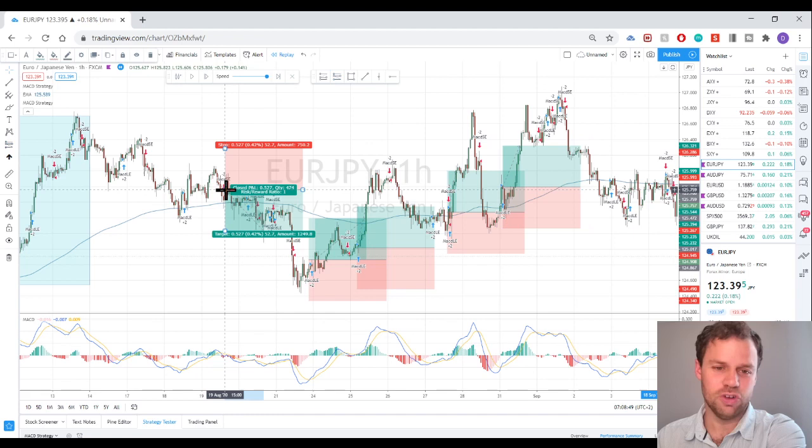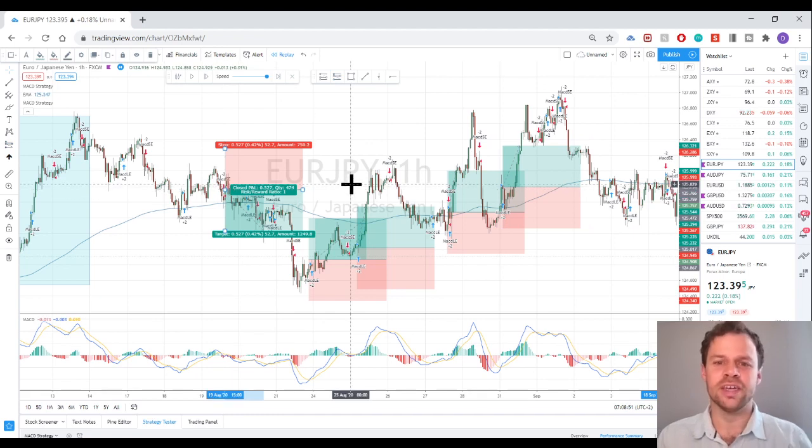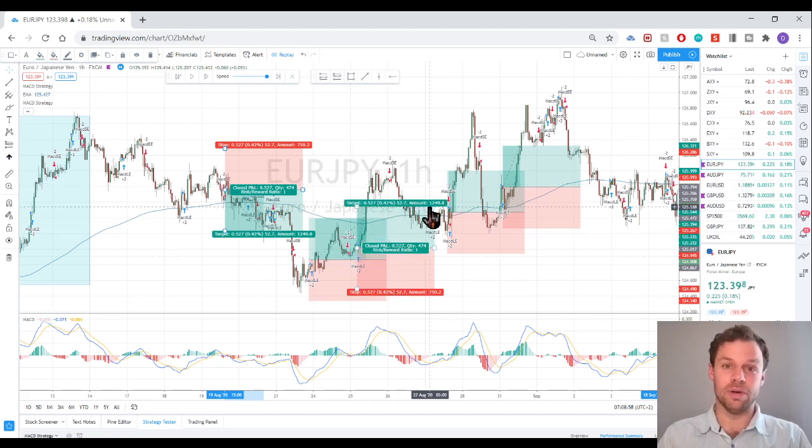And this one would have been a short. You get the idea. Suddenly, I am getting a lot of winning trades. I thought this was really interesting, especially on the 1 hour time frame. So I went and did a bit more analysis on the multi-time frame.